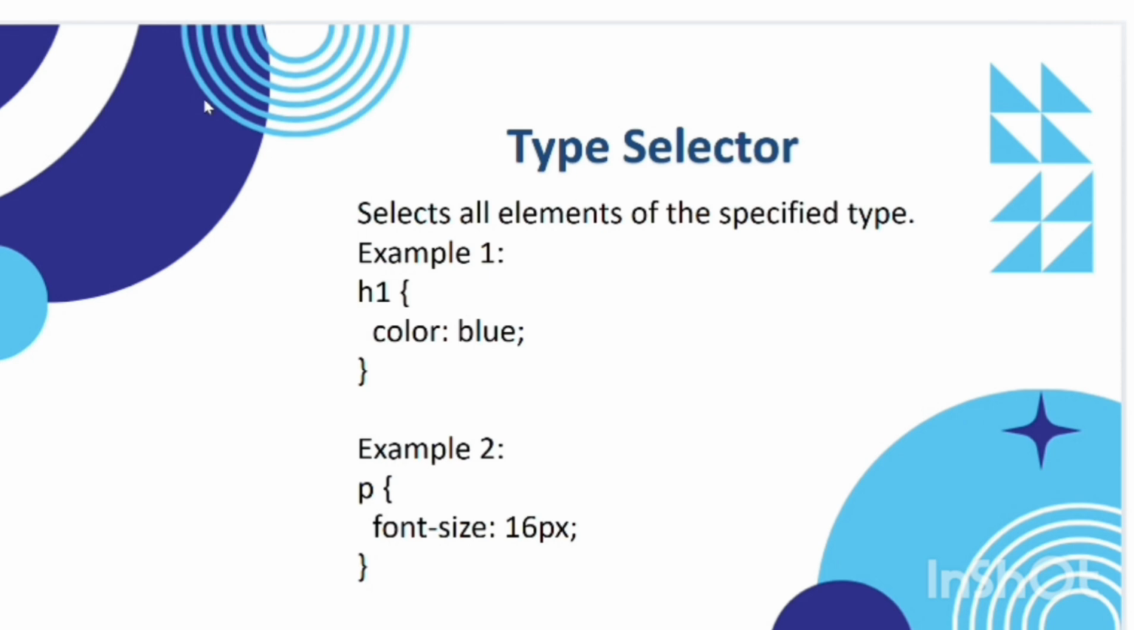Let's see another example. Paragraph tag, open curly braces, font size which is 16 pixel. This will make all paragraphs font size into 16 pixels.